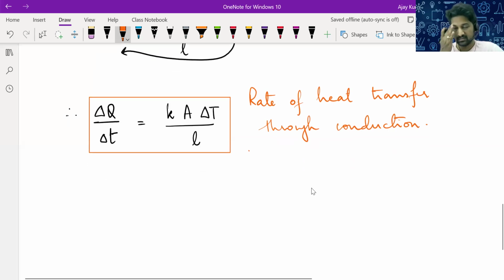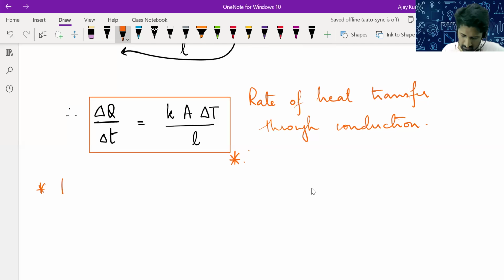Fine. You can write it as dQ by dt also. So usually we write it as delta Q by delta t, but there are some conditions which need to be satisfied before you apply this. Now, when you write an equation like this, indirectly you are assuming that the entire material has the same conductivity. So these are the assumptions. K, conductivity, must be uniform.